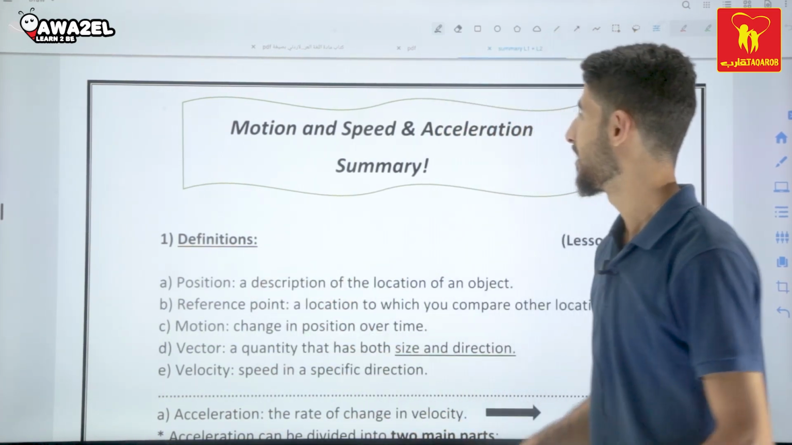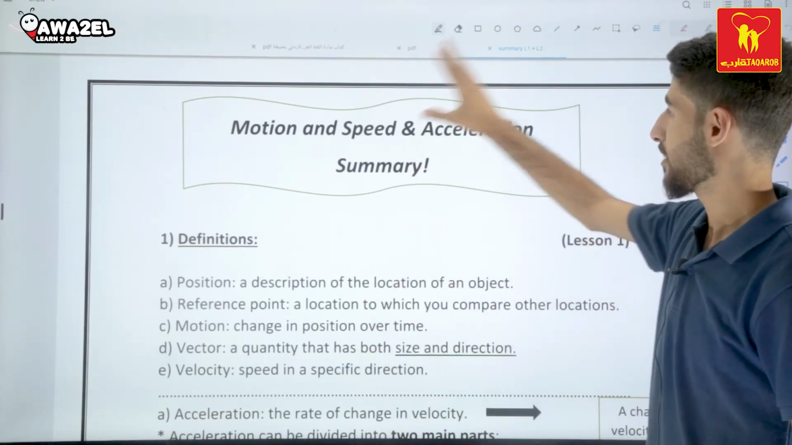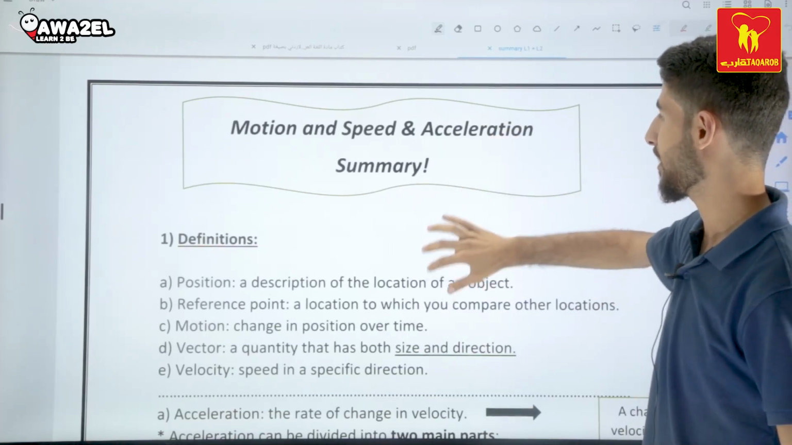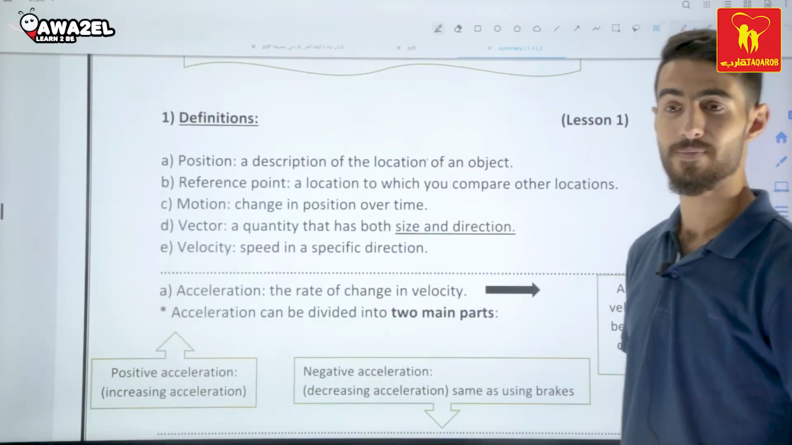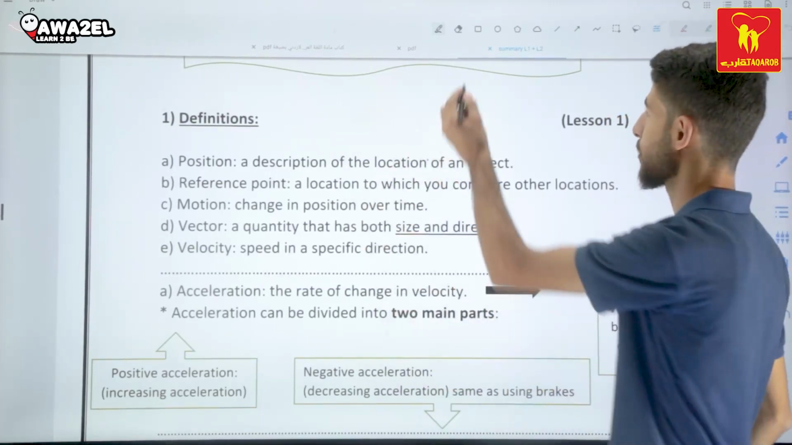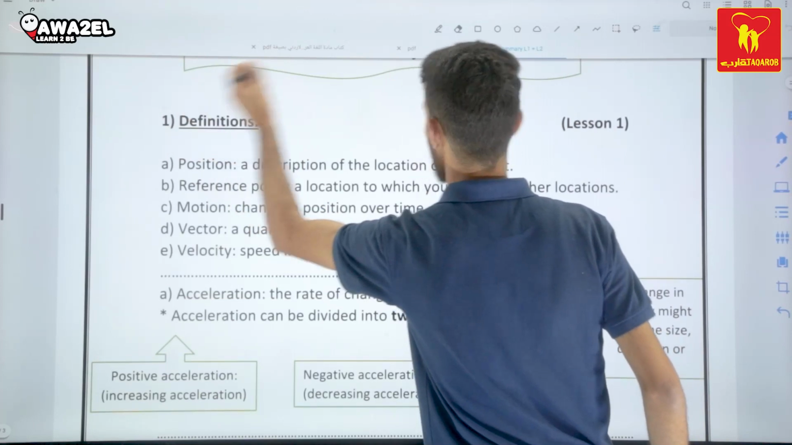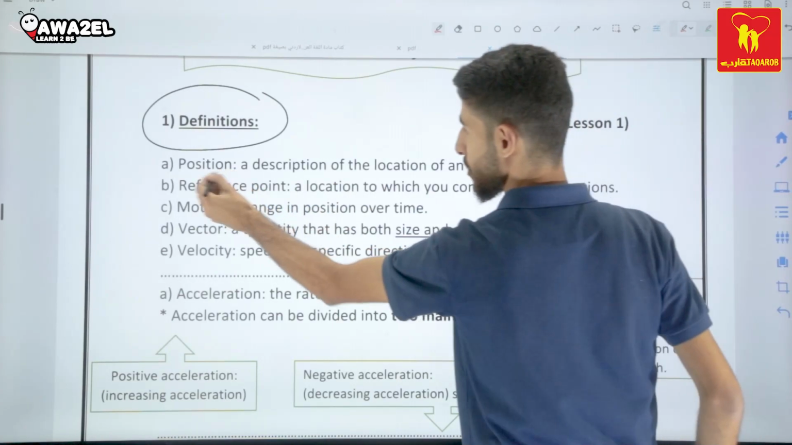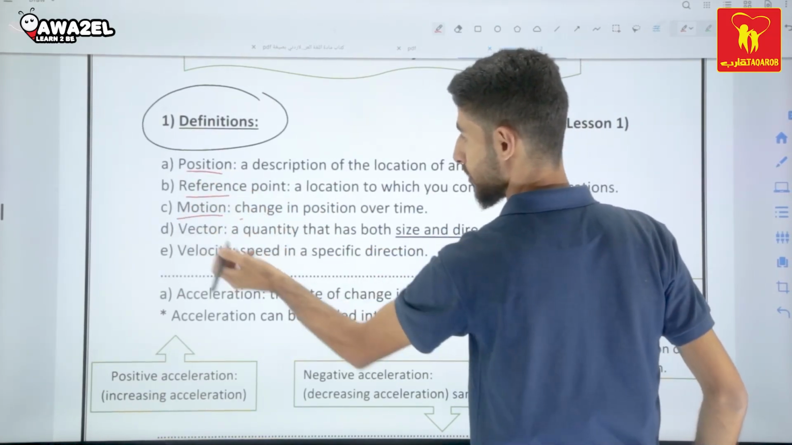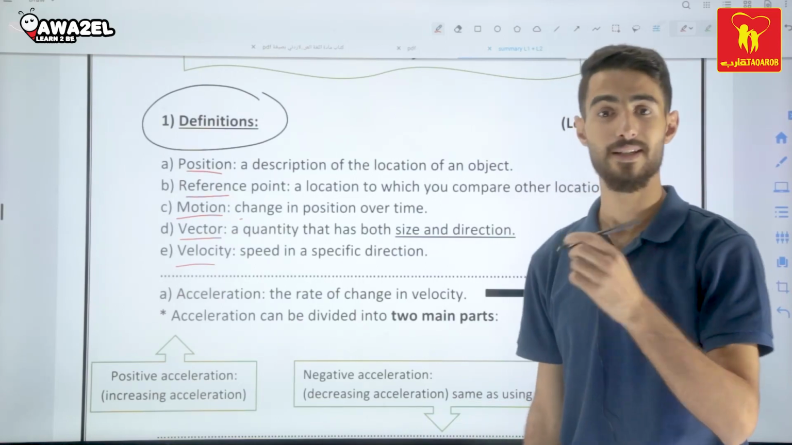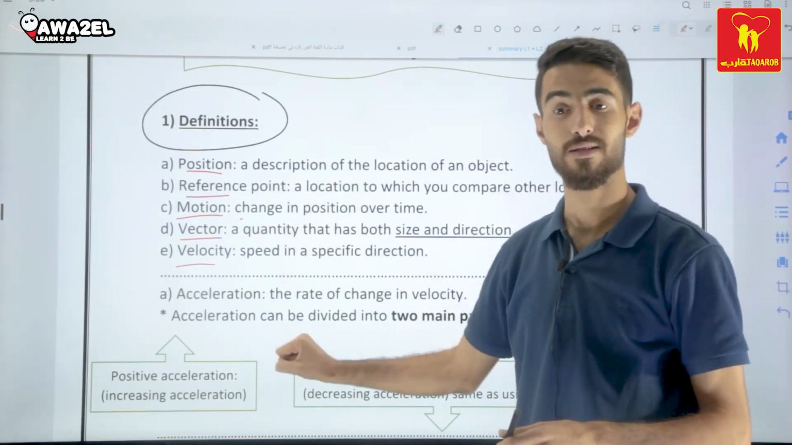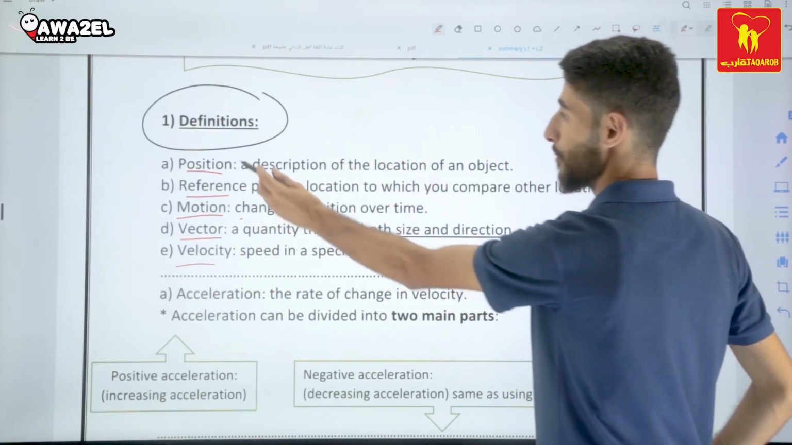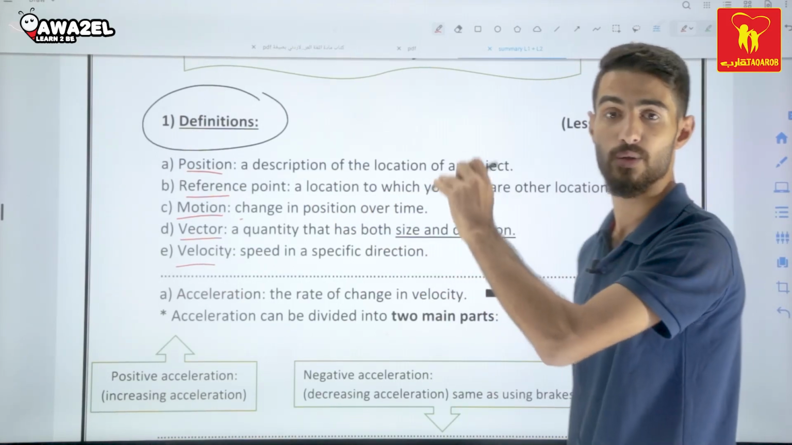Hope you're doing well. As we did our revision for lesson 1 and lesson 2, which is motion and speed and acceleration, we had the summary and we would like to revise it again, okay? First, we need to focus on our definitions, the definitions that come with our exam. We have position, reference point, motion, vector, velocity. In the exam, we're going to have one of these definitions exactly, okay?